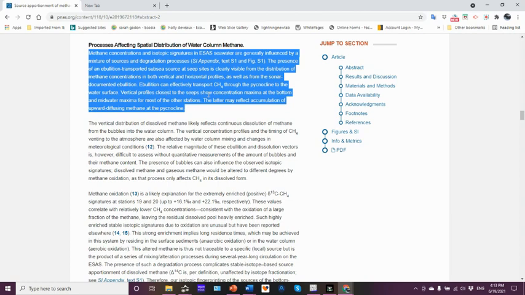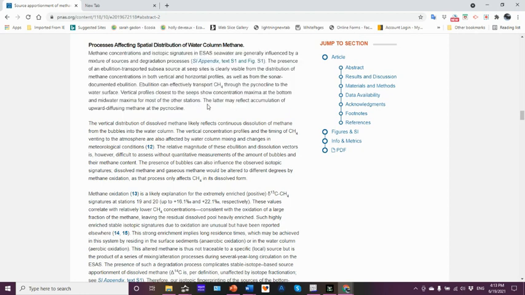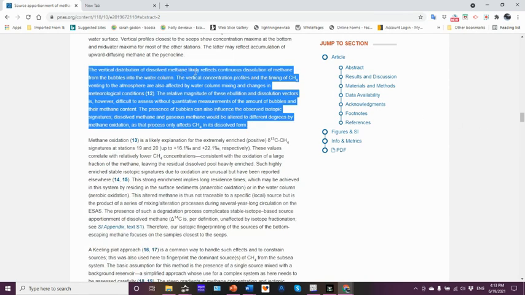Vertical profiles closest to the seep show concentration maxima at the bottom and a midwater maximum for most of the other stations. The latter may reflect accumulation of upward diffusing methane at the pycnocline. Okay, that's just what I was referring to, a slow diffusion through the pycnocline, whereas the gaseous eruption will just blast right through the pycnocline. The vertical distribution of dissolved methane, note, dissolved methane, likely reflects continuous dissolution of methane from the bubbles into the water column. The vertical concentration profiles and the timing of methane venting to the atmosphere are also affected by water column mixing and changes in meteorological conditions.